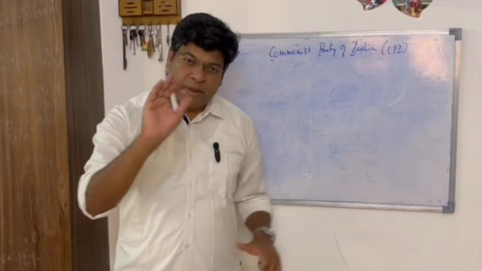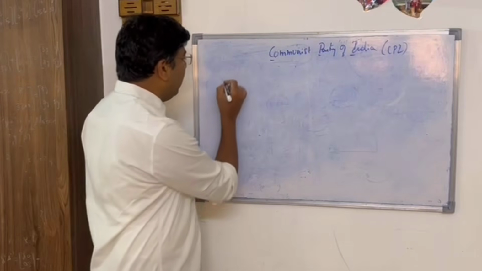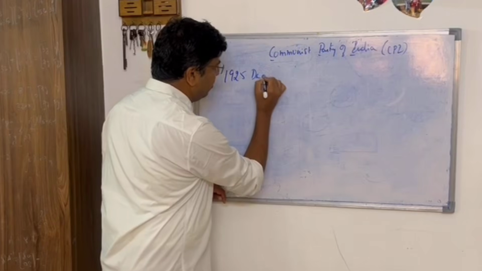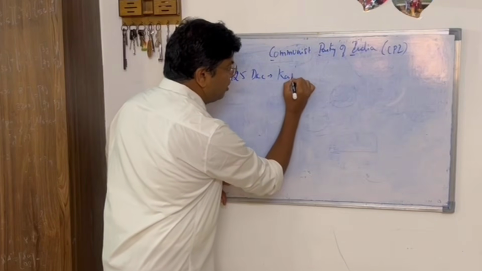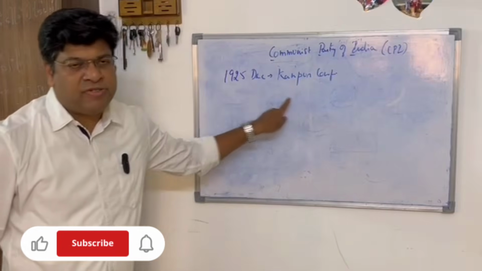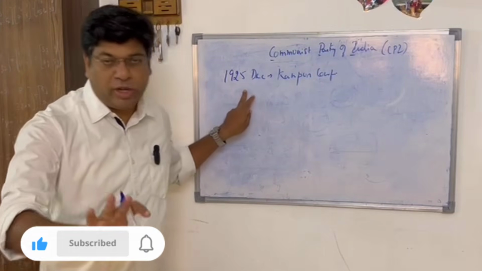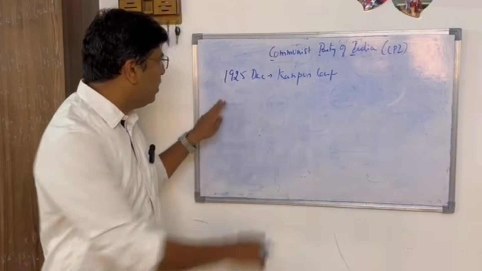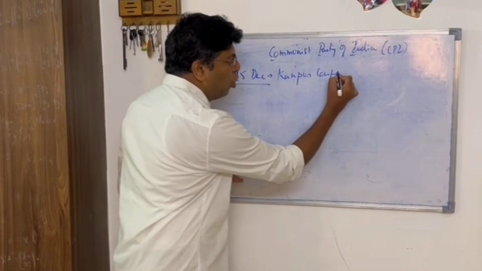Actually, the Communist Party of India was founded in December 1925, in a conference called the Kanpur Conference. So this is one of the questions which may appear for any entrance exams or any competitive exams, a potential question: when was the Communist Party of India founded? It was founded in December 1925, Kanpur Conference.